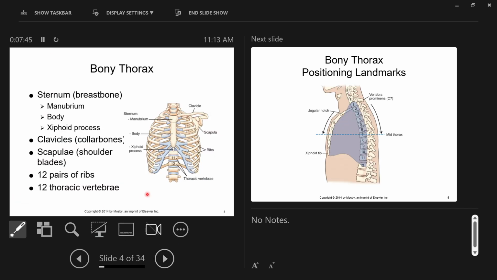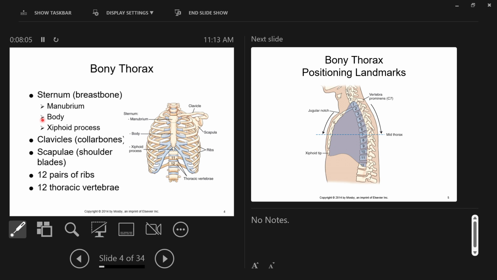Okay, three parts of the chest division. Let's talk briefly about the bony thorax, and then we get to move on. The bony thorax is made up anteriorly of the sternum, or breastbone. The sternum is made of three pieces. Up top, the manubrium. You can feel the top of your manubrium. It's called the jugular notch, that little depression you can push in on.